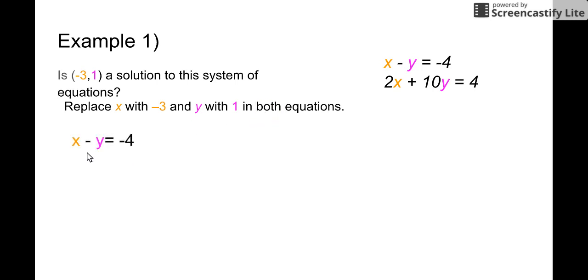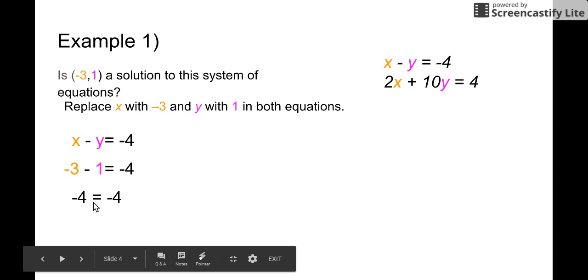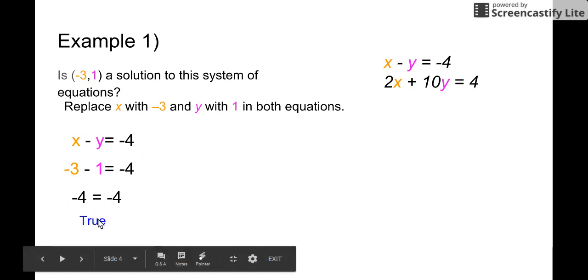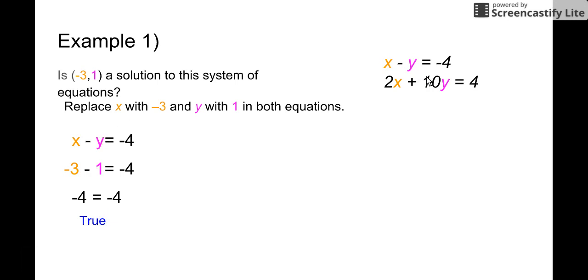So here's the first equation. You've got x minus y equals -4. So we're going to take our -3 and our 1 and plug them in here and here. So this is what it looks like. There's your -3, there's your -1, and the -4 stays the same. You simplify, and you get to an answer, and in this case, -4 does equal -4, so we find out that's true. So you've got 1 down, now you got to do the other equation.